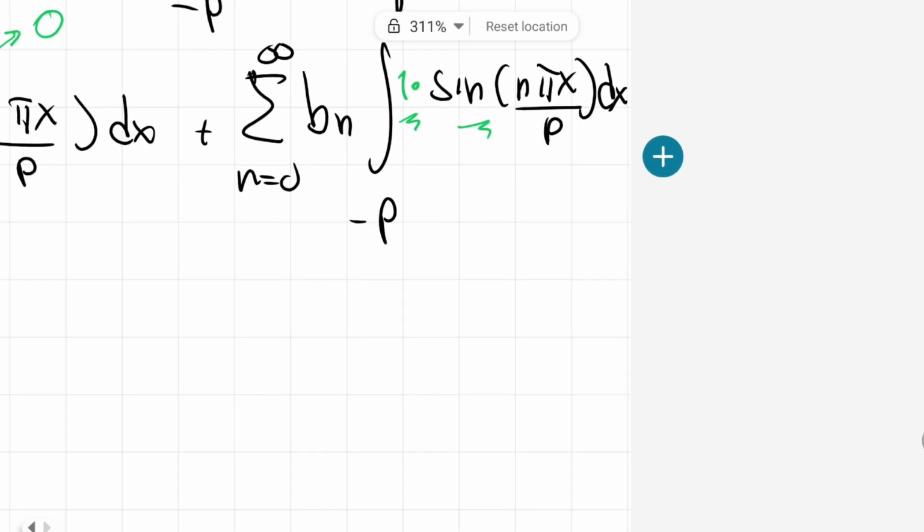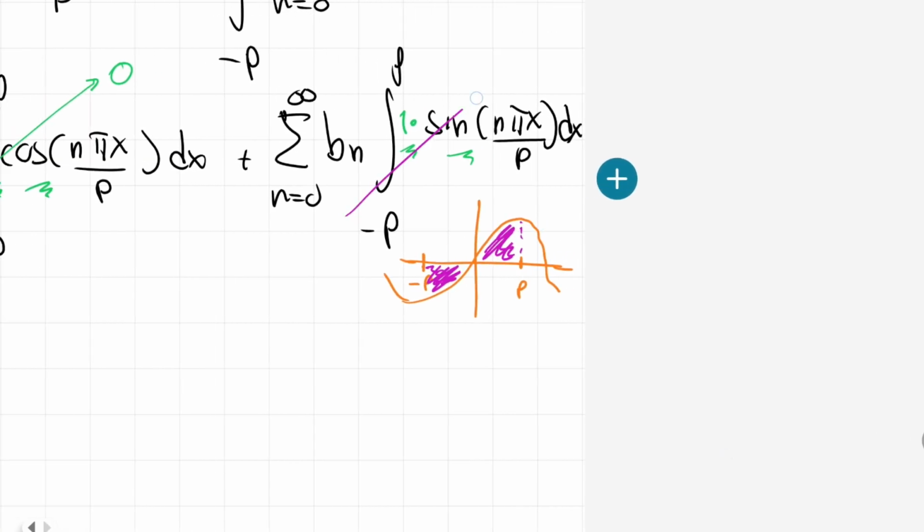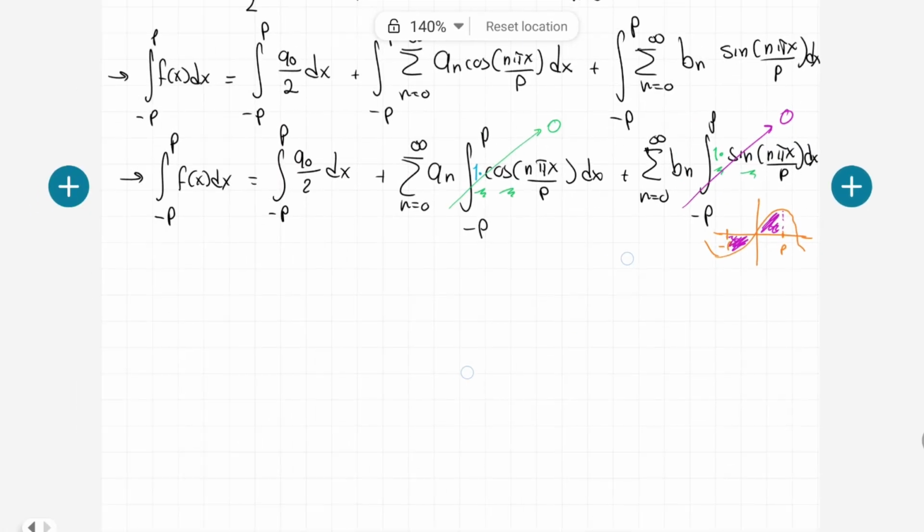But we can look at this in a different way. Remember that the sine is an odd function, so it has a graph like this. If you integrate this on a symmetric interval, from negative p to p for example, looking at the area under the curve, this quantity plus this quantity is going to cancel, so the integral is just going to be 0, since we are integrating on a symmetric interval. So that means that this term is also going to be 0.